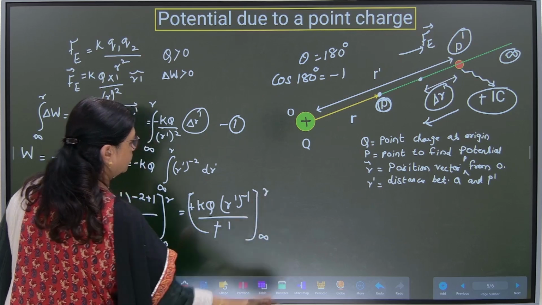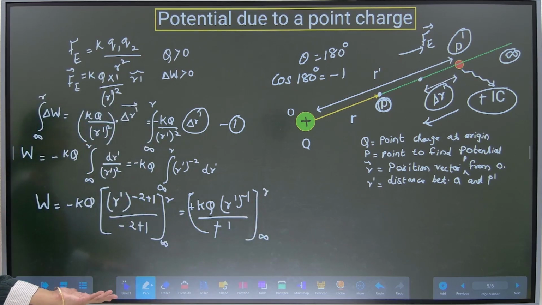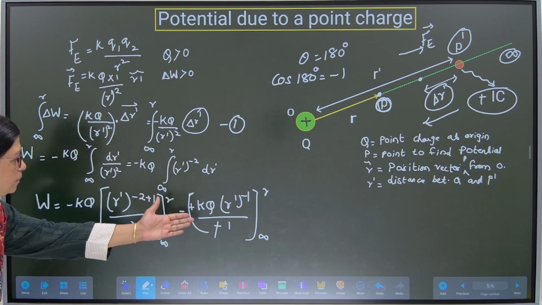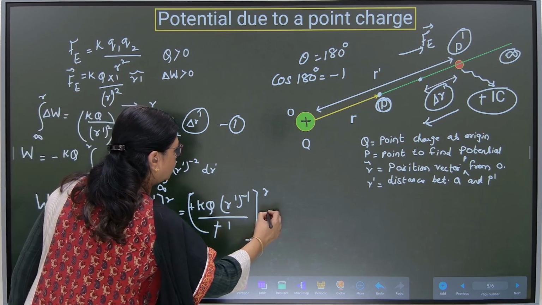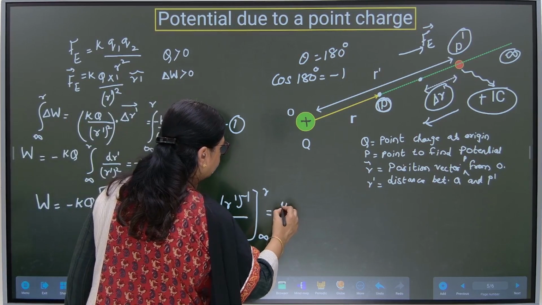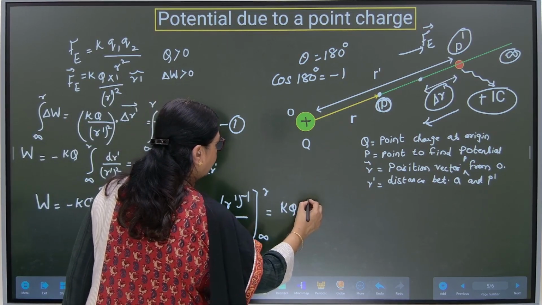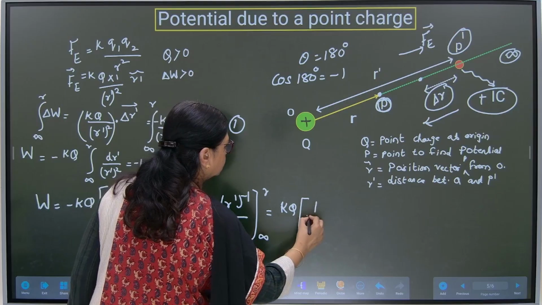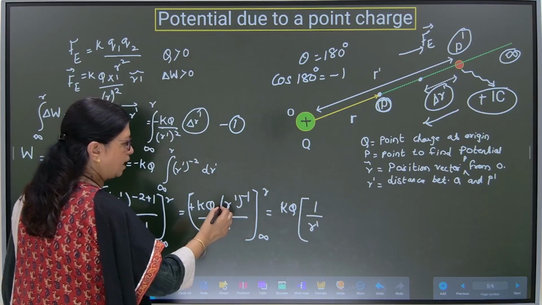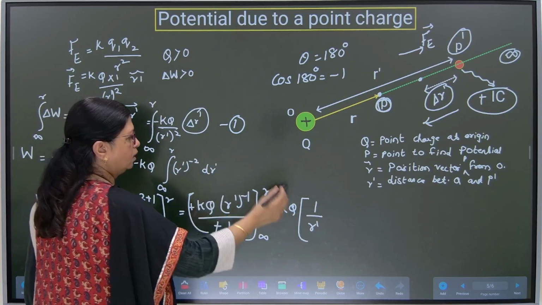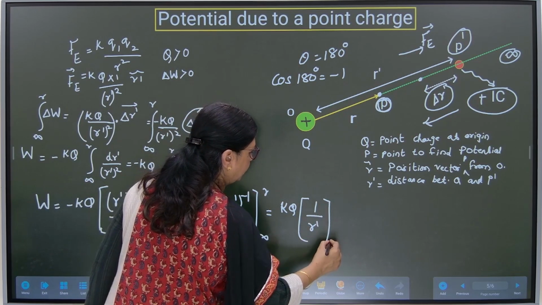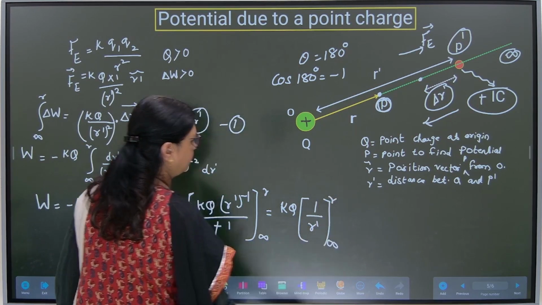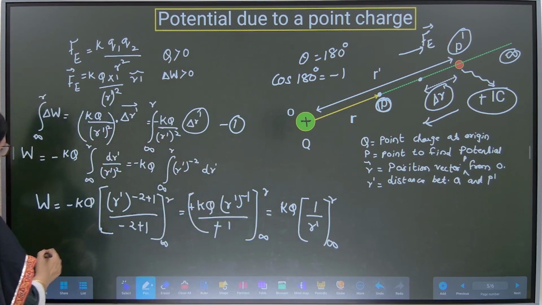Limit is infinity to R. So I have to apply the limit now. How do I apply the limit? Upper limit minus lower limit. Is equal to KQ. Now I have to apply only the limit. So 1 upon R dash raised to minus 1, I brought it down. Infinity is the lower limit, R is the upper limit. So I apply those limits.